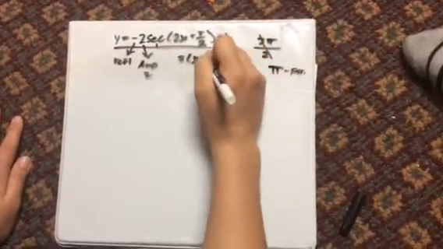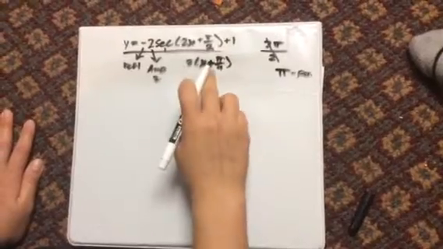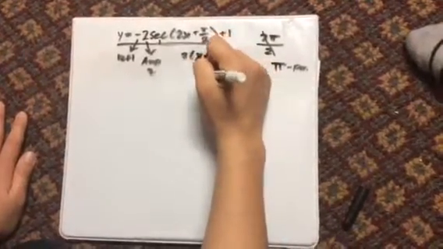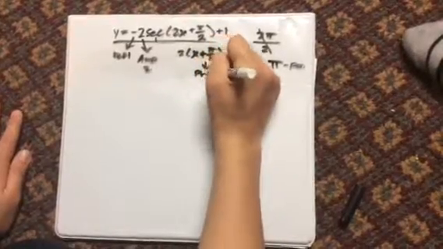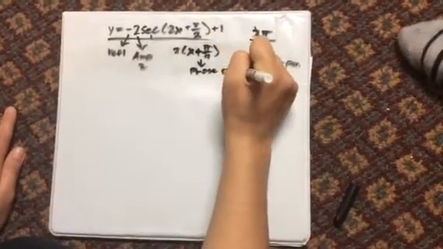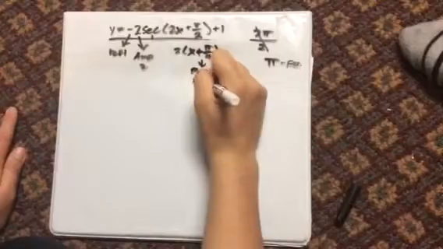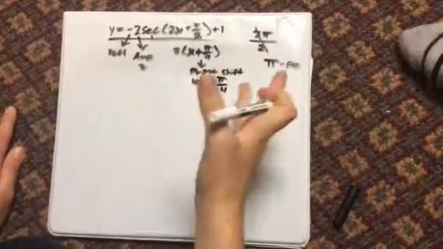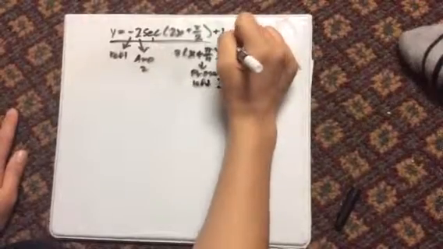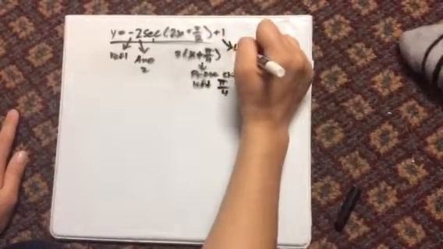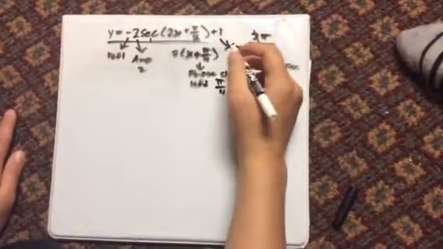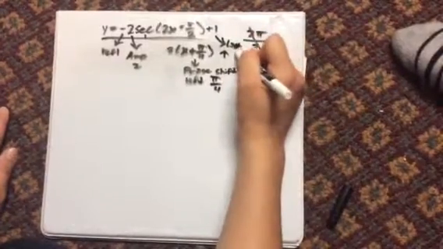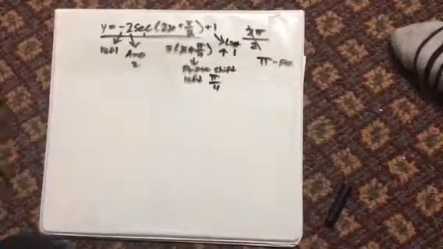Okay, and then we know that this is going to be a phase shift. So it's going to be a phase shift to the left, pi over 4 times. And I'll show you why that is later on. And this is going to be the last step. And this just means we're going to move up the graph 1 unit.